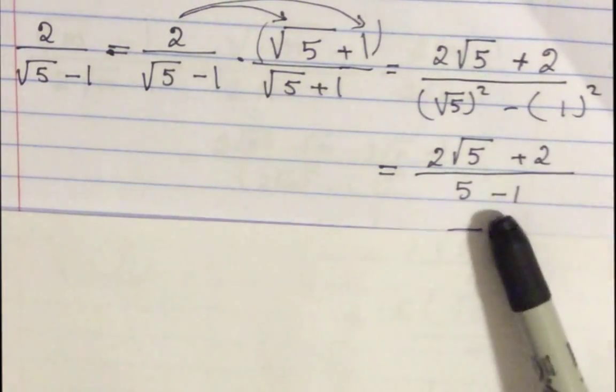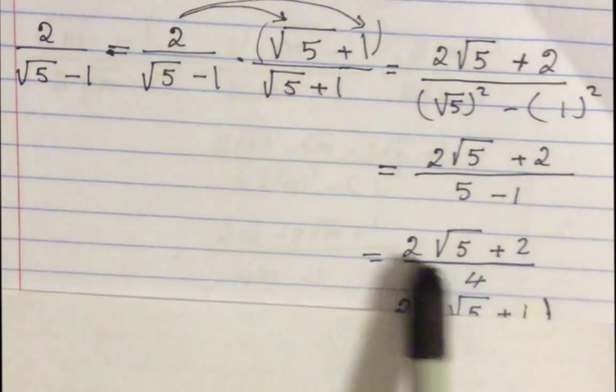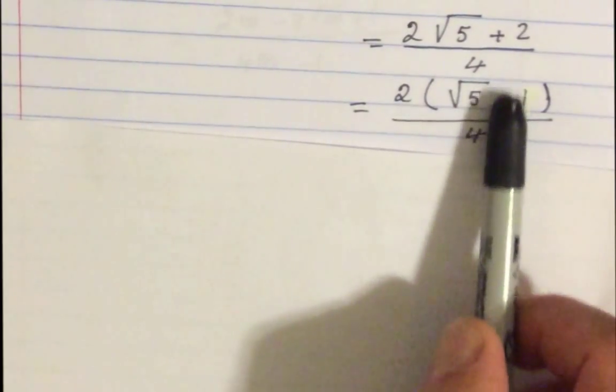Then we square the 1. 1 times 1 is 1. 5 minus 1 is 4. On the top, I see 2's and I see 4, so I'm going to factor out the 2. So I'm going to write 2 and open parentheses. 2 times what is going to give you 2 square root of 5? 2 times the square root of 5. Plus 2 times what is going to give you 2?